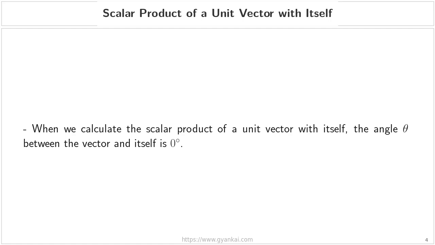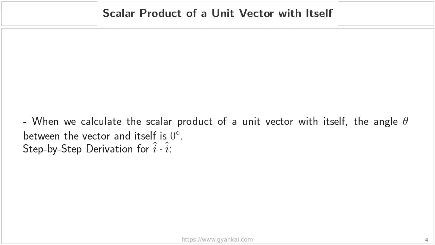Scalar product of a unit vector with itself. Now that we have established the general definition of the scalar product from the previous slide, let's apply it to a specific case. What happens when we take the scalar product of a unit vector with itself? Think about it this way. If you are looking at the exact same vector, there is no difference in direction, which means the angle theta between the vector and itself is 0 degrees. Let's walk through a step-by-step derivation for i hat dot i hat to see how this works mathematically.